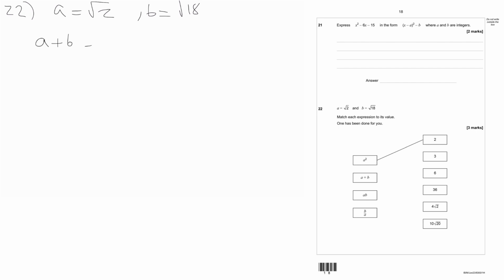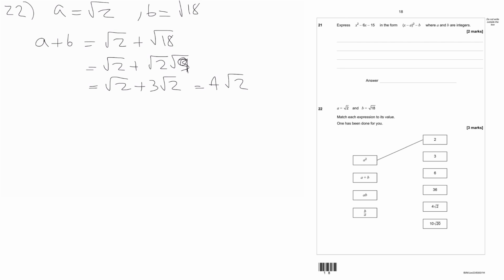Well, a plus b is root 2 plus root 18. Now, do we have that as an answer? No. So we can simplify that. So root 2 plus, in this case, we can break down root 18 as root 2 times root 9. And root 9 is just 3, so this is plus 3 root 2. And root 2 plus 3 root 2 is 4 root 2. So a plus b is 4 root 2.